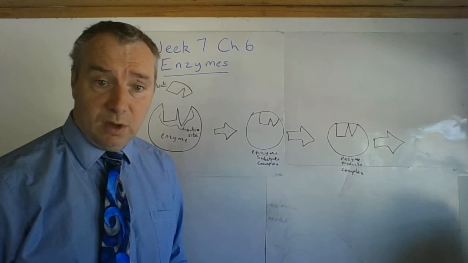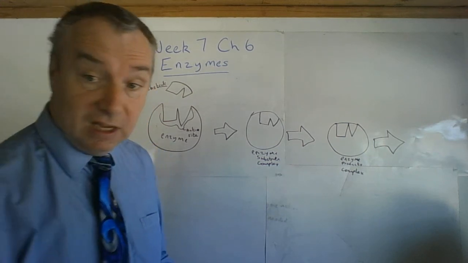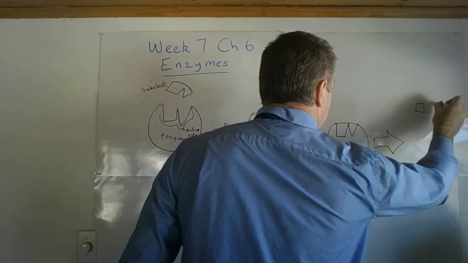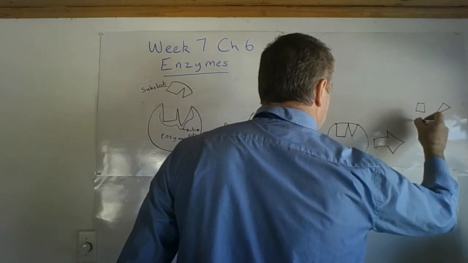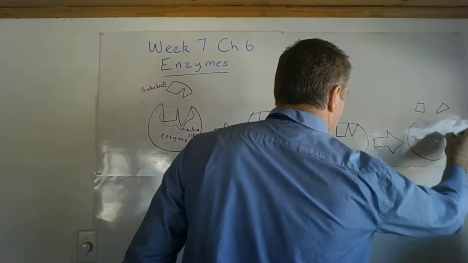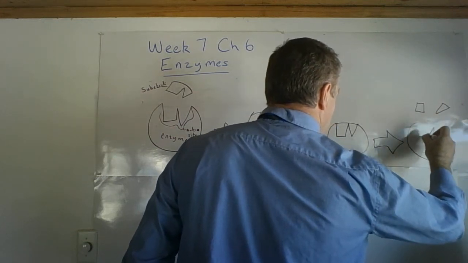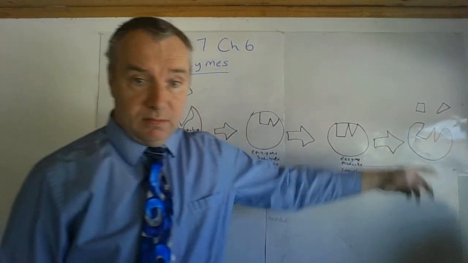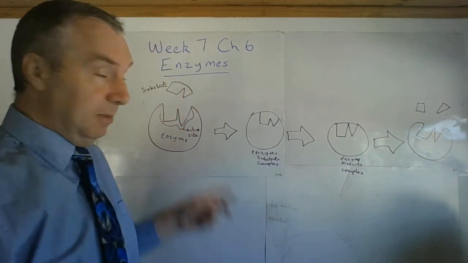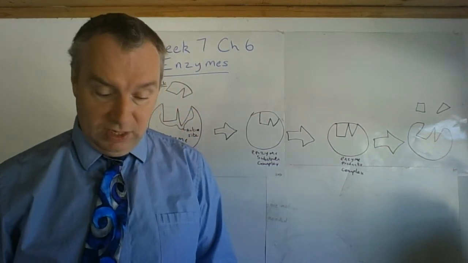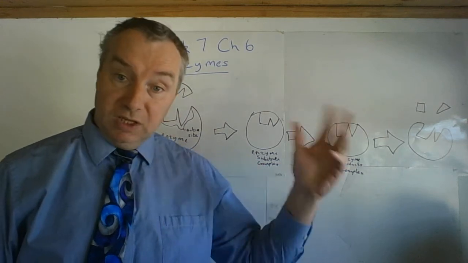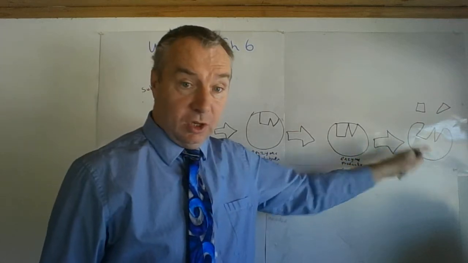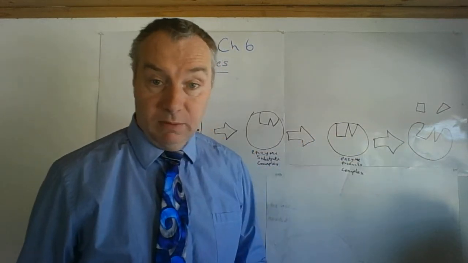And the final step, what we're going to see, is the products leave. And our unchanged enzyme looks the exact same as this, and it is ready to encounter more substrate and repeat the whole process again. There is no change in the enzyme shape during product synthesis.